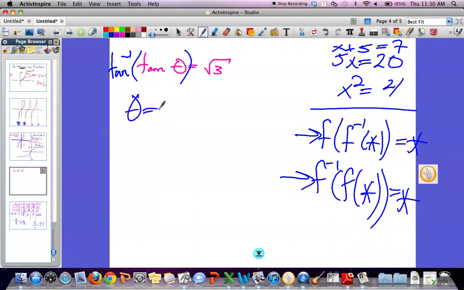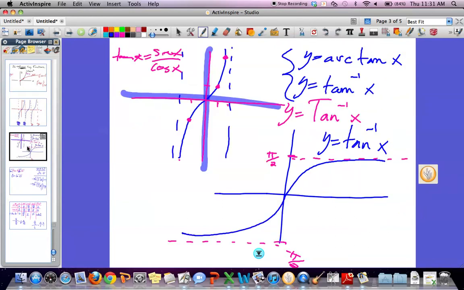But we know if we do something to the left, we have to do it to the right. So we would do the inverse tangent of the right side. So it says it's inverse tangent of the square root of 3. So if I were to jump back to this, if this is 1, I'm looking at the square root of 3 being about right here. I'm trying to find out what's the angle that gives me the square root of 3. Our calculators will do this for us.